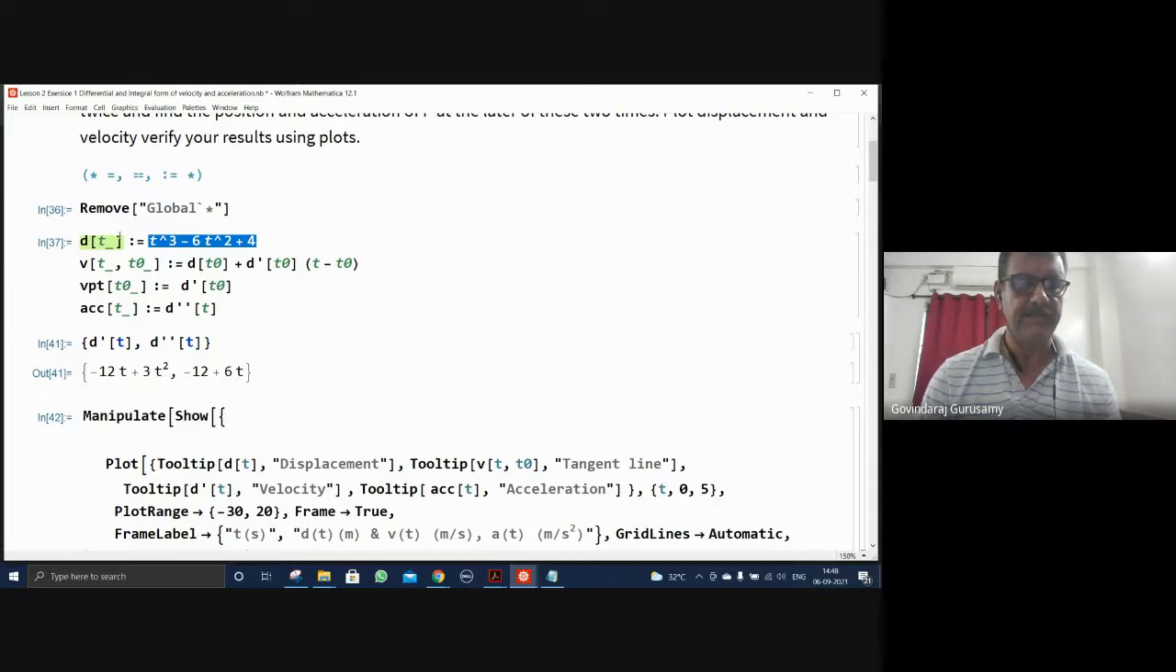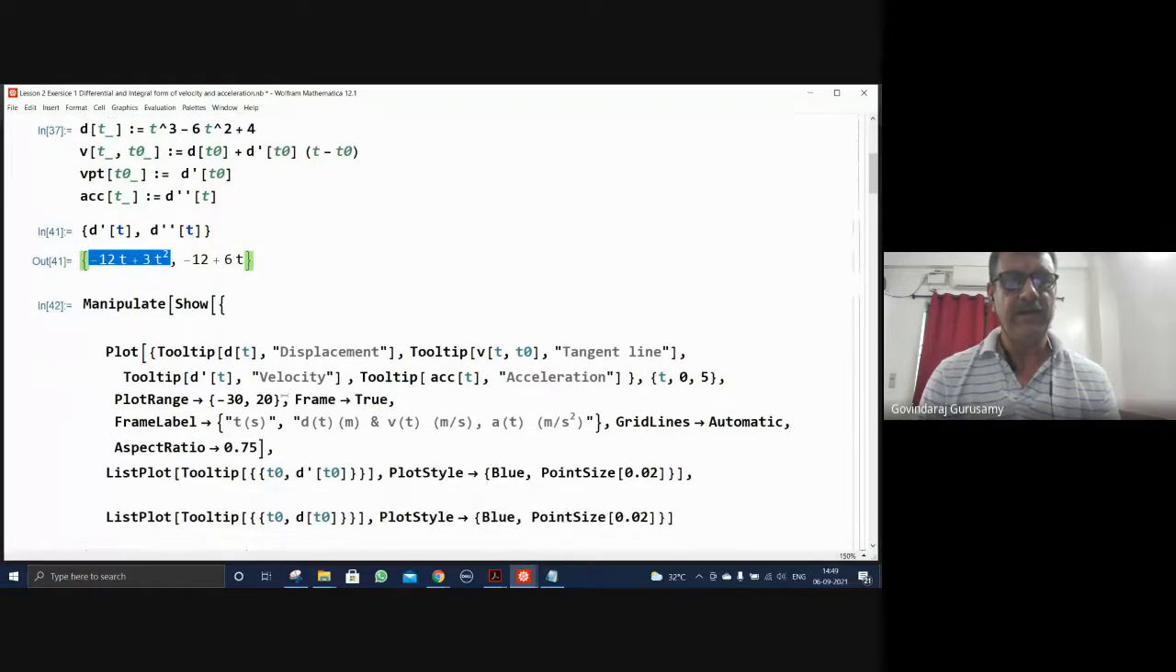Are you able to see that? It's a t cube equation, t cube minus 12t square plus 4. When I take the first derivative, I find the quadratic form. The velocity is in a quadratic form. D double prime is acceleration, which you can see is in the y equal to mx plus c form. Okay, that is the form which we have. Now we will plot all three of them.